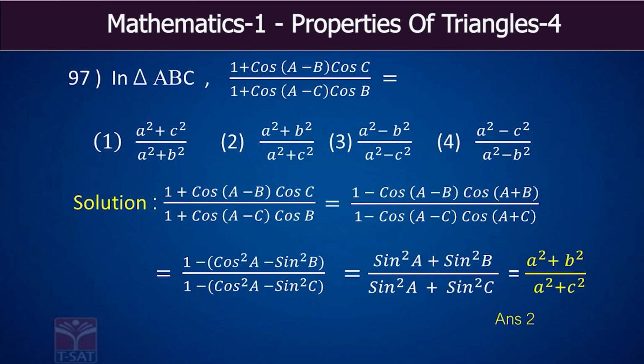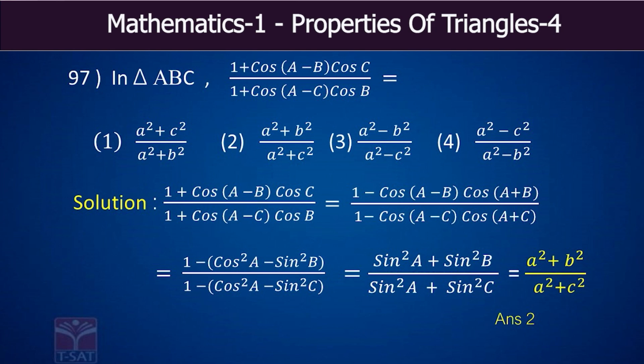In triangle ABC, (1 plus cos A minus B cos C) by (1 plus cos A minus C cos B) is equal to: 1) a square plus c square by a square plus b square, 2) a square plus b square by a square plus c square, 3) a square minus b square by a square minus c square, and 4) a square minus c square by a square minus b square.